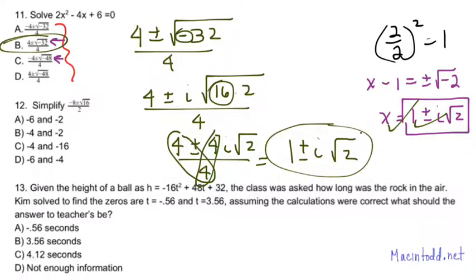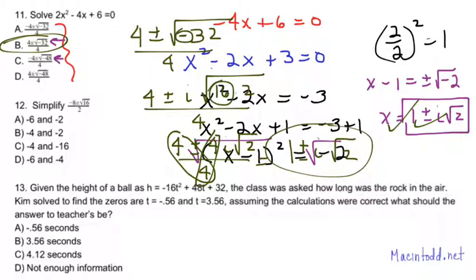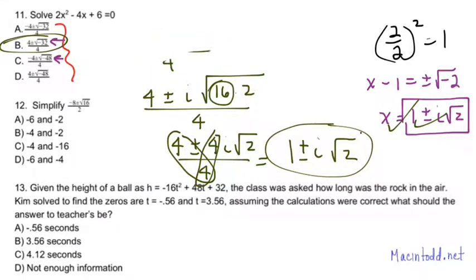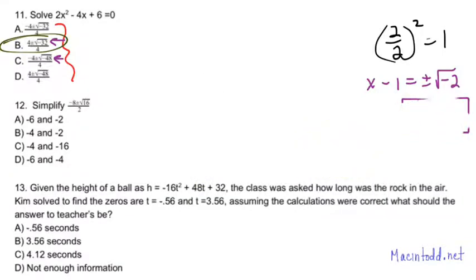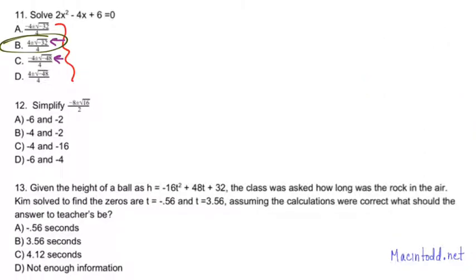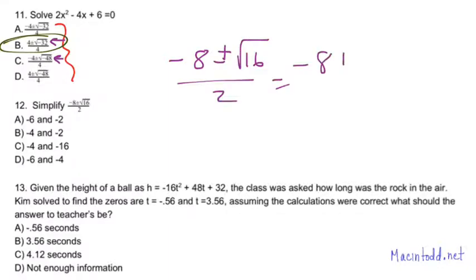Okay, let's get rid of a bunch of that stuff if we can. Let's go on to question 12. Question 12, we just saw how to simplify a radical. And question 12 is asking us to do exactly that. Simplify this answer, negative 8 plus or minus root 16 over 2. That's negative 8 plus or minus 4 over 2. It's negative 8 plus 4 divided by 2, and negative 8 minus 4 divided by 2.